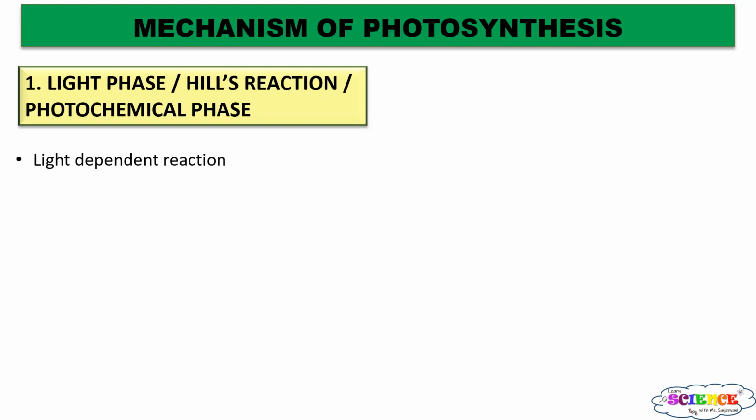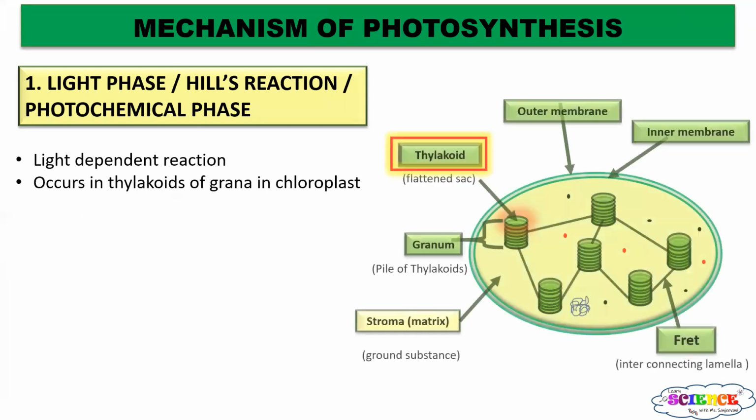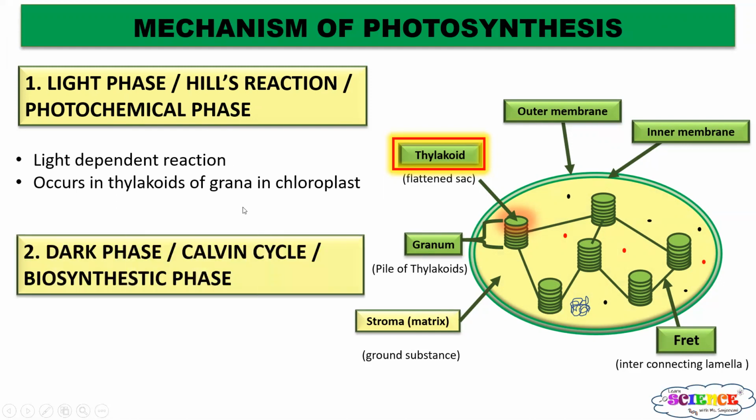So it needs light, it includes light dependent reaction. And this light phase of photosynthesis occurs in thylakoids of grana in chloroplast. So the exact location of this chemical reaction, where the light phase occurs, is in thylakoid. So it occurs in thylakoids. Second phase is called the dark phase, or it is even called Kelvin cycle, or biosynthetic phase. Now the reason for calling it the dark phase is because it does not need light. In fact, it is better to call it the light independent phase, because here the reaction which occurs does not need light.